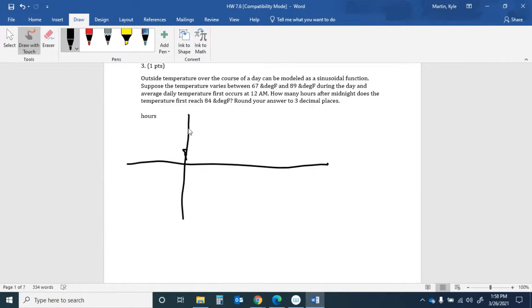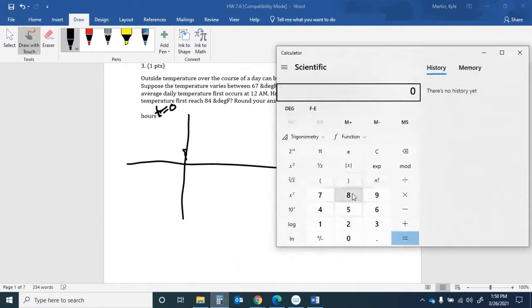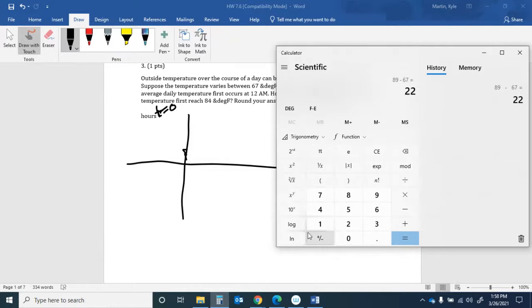And it's basically saying that at midnight, when we start our observations, so right here on the y-axis at time t equals 0, then we're at the average daily temp. So what's the halfway point between 67 and 89? That's the question. So 89 minus 67 is 22. So there's a 22-degree range from the low to the high. So that means the average daily temp is right there in the middle, 11 degrees from each.